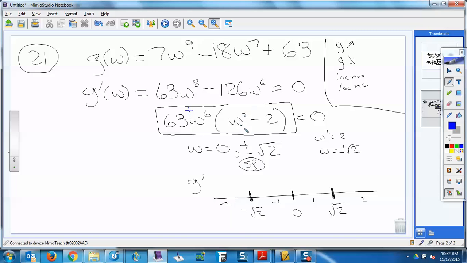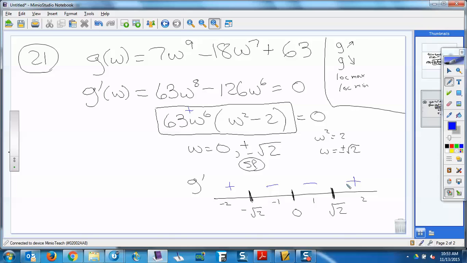So -2 squared is 4, 4 minus 2 is 2, that's positive. Put a -1 in, squared is 1, 1 minus 2 is negative. Put a 1 in, 1 squared is 1, 1 minus 2 is negative. Put a 2 in, 4 minus 2 is positive. So what's going on at 0? Flat spot. I got a flat spot at 0 because that tells me right there that the G graph is going down and then keeps going down.